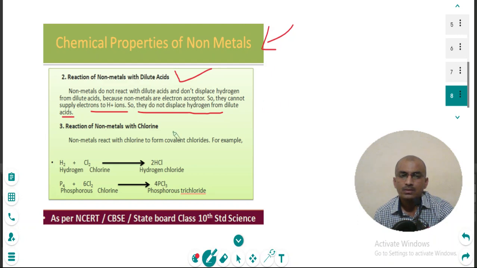The third one is the reaction of non-metals with chlorine. Non-metals react with chlorine to form covalent chlorides. For example, hydrogen reacts with chlorine to give hydrogen chloride as a product. Similarly, phosphorus plus chlorine gives phosphorus trichloride. These are some examples of metals and non-metals.